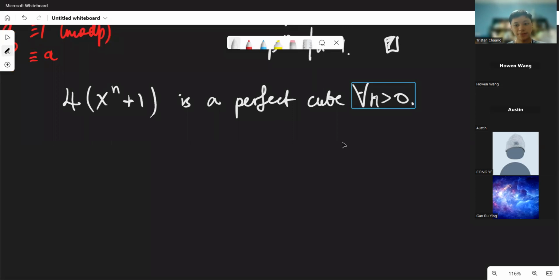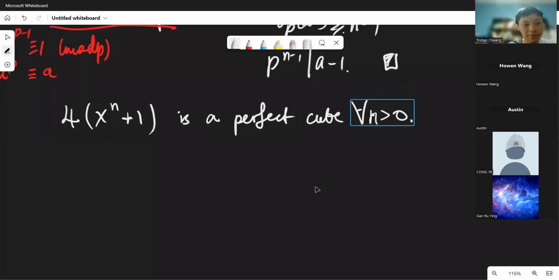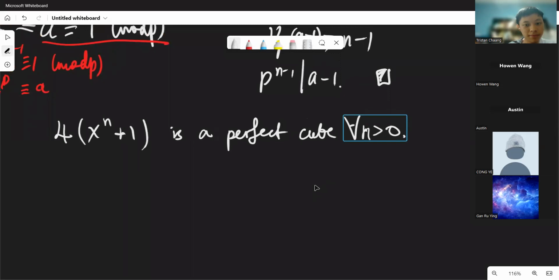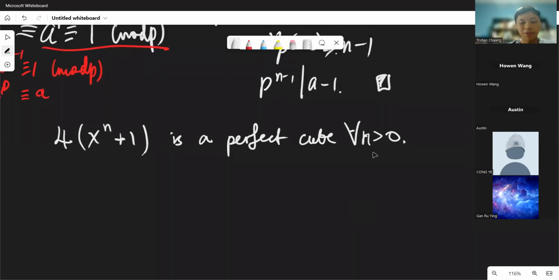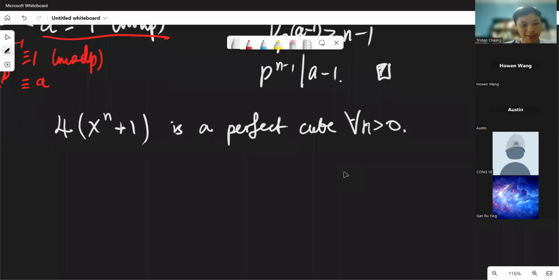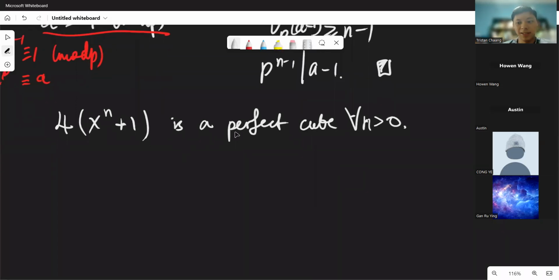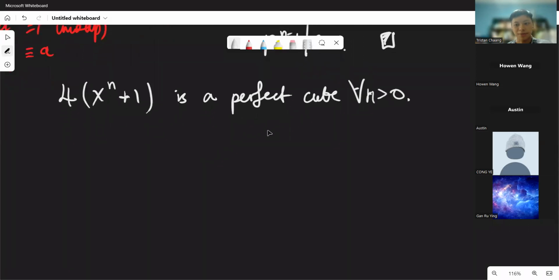But even if n is 0, it's also x n plus 1 is a perfect cube, right? Yeah, but it doesn't really matter anyway, because we just want this condition. If I just put greater than 0, it's still fine. We can still solve for x. But if you want, you can include 0. So what are the possible values of x?